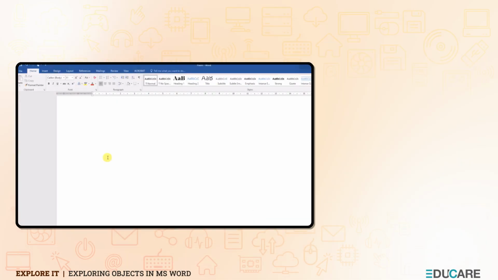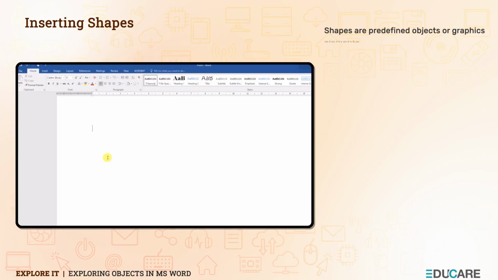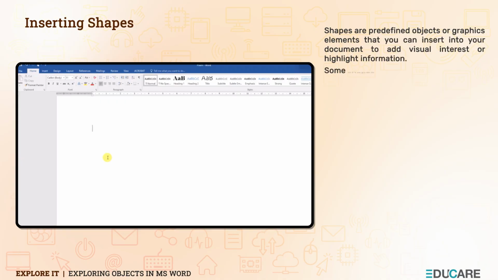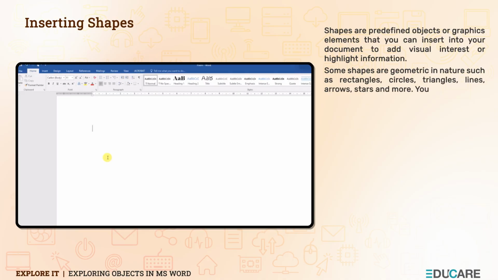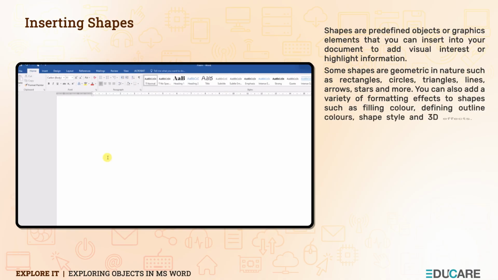Inserting shapes. Shapes are predefined objects or graphics elements that you can insert into your document to add visual interest or highlight information. Some shapes are geometric in nature, such as rectangles, circles, triangles, lines, arrows, stars, and more. You can also add a variety of formatting effects to shapes, such as filling color, defining outline colors, shape style, and 3D effects. To insert a shape, follow the given steps.